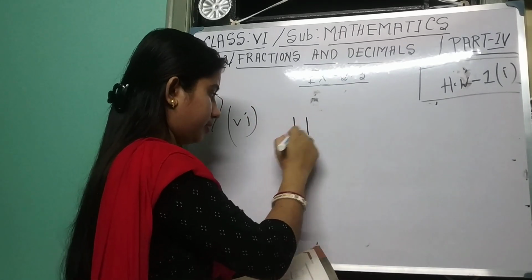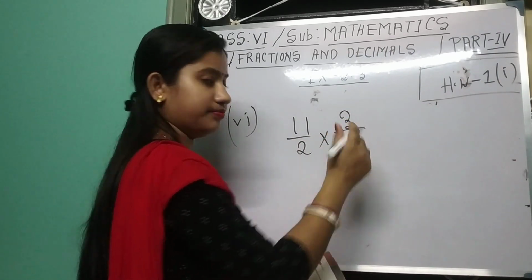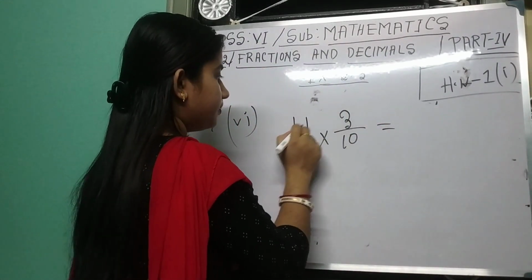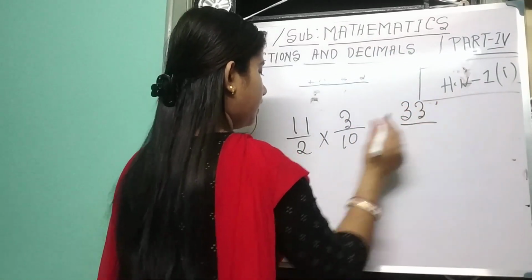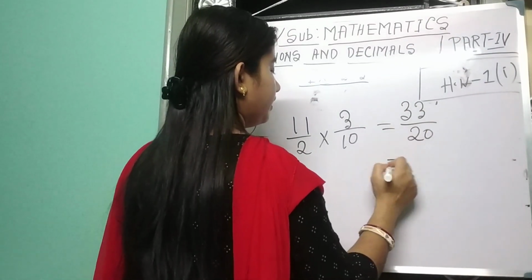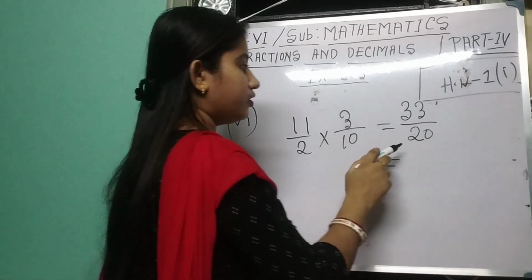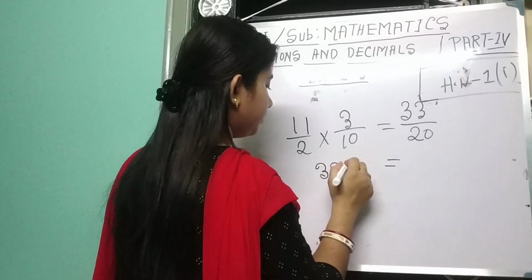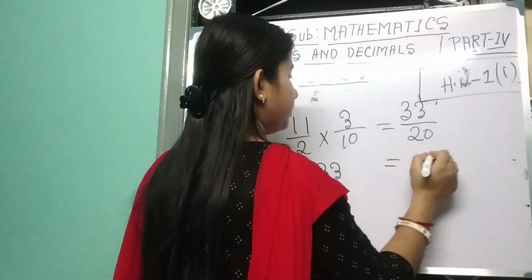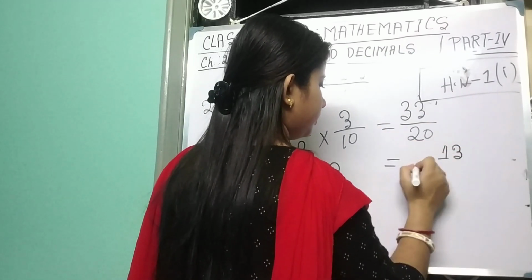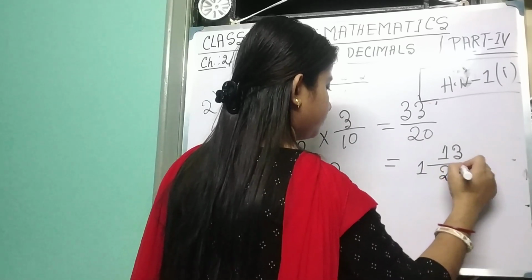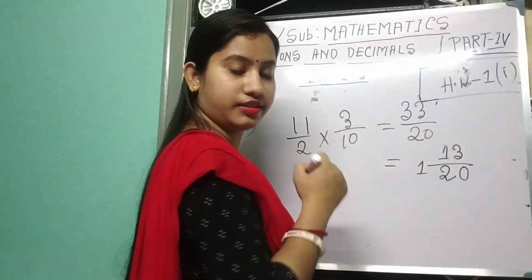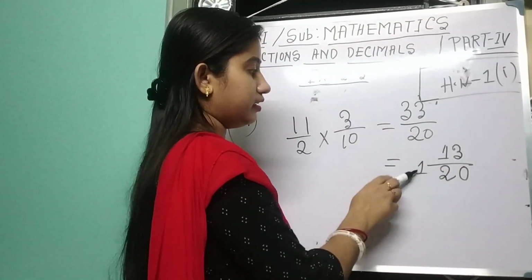Number 6: 11/2 times 3/10. Here 11 times 3 is 33, and 2 times 10 is 20. Here 33 is greater than 20, so we should write in mixed fraction form. If we divide 33 by 20, 1 is the quotient and 13 is the remainder. So this and this both are right.